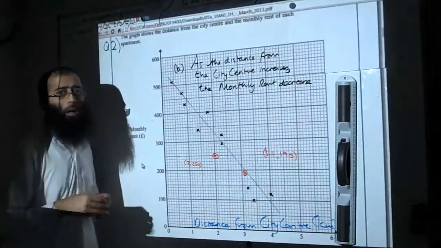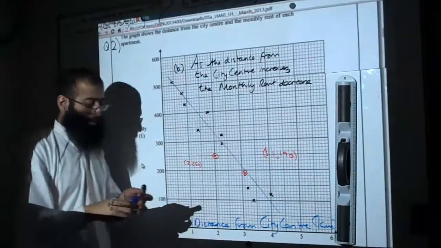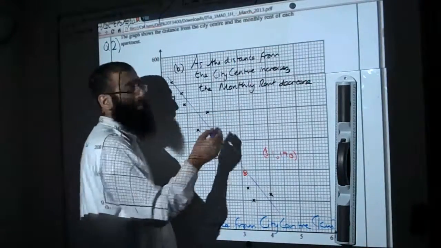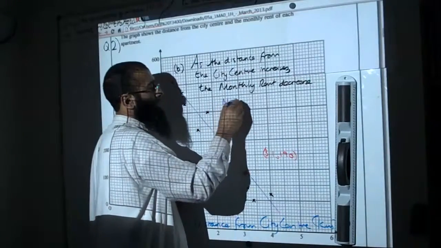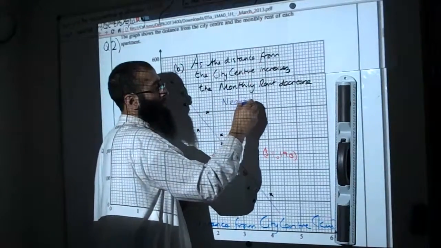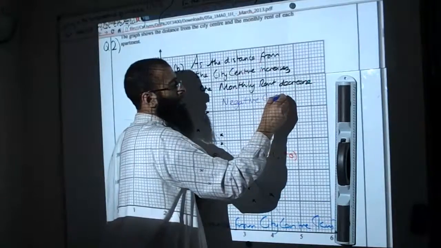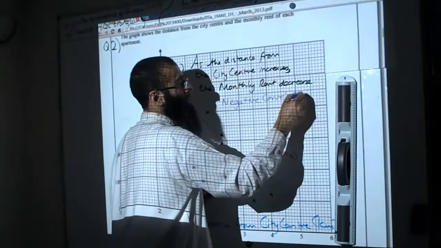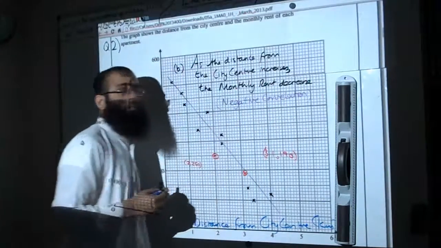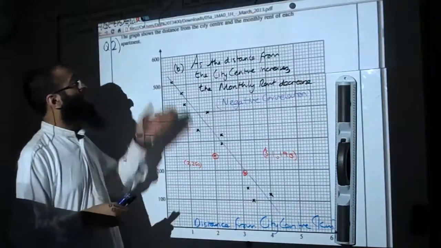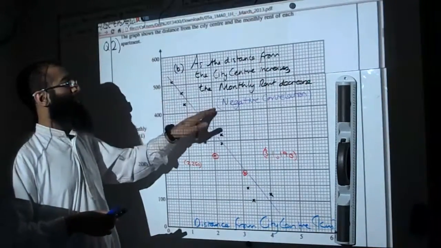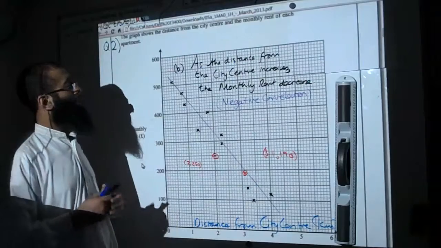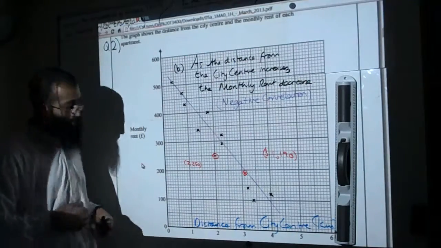Now the mark scheme allows you on this particular question to also write a very short answer, which is negative correlation. So in the examination, that's the answer they're looking for, but this one is also acceptable. Okay, so that's part B done.